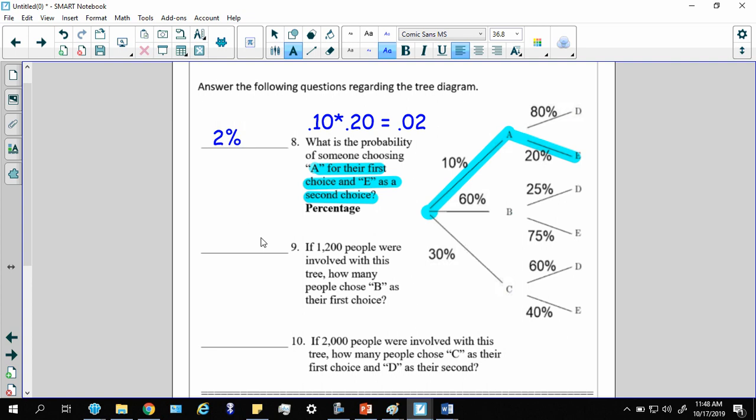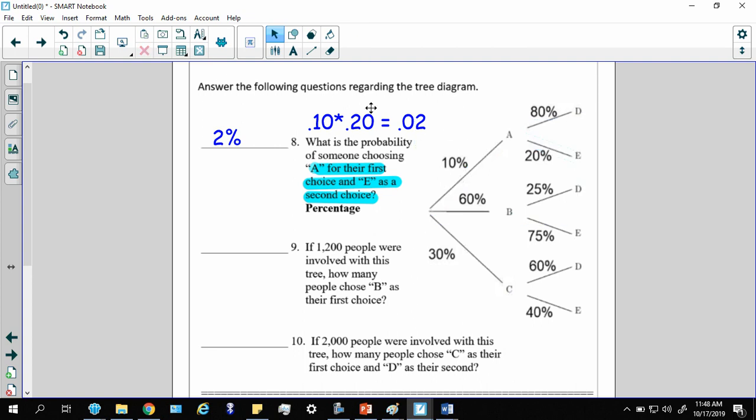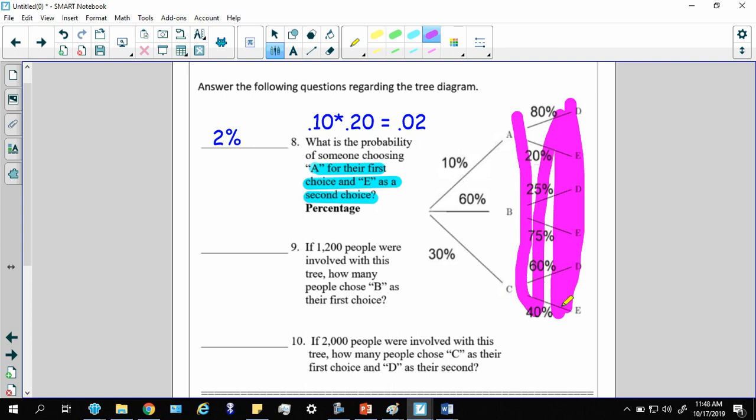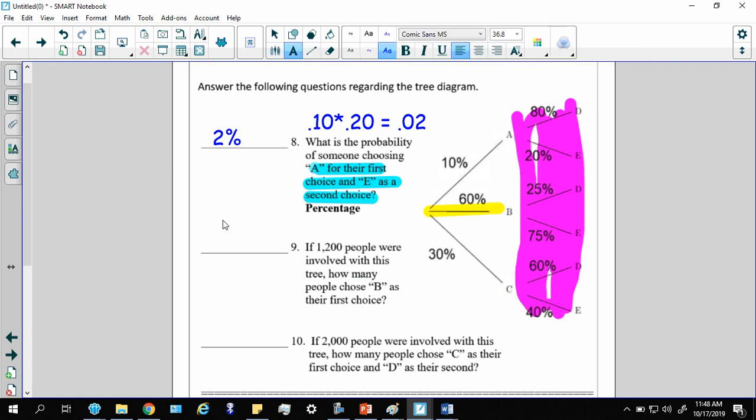All right. If 1,200 people were involved with this tree, how many would choose B as their first choice? All right, so this is an example of not using the entire tree. Let me cross out everything back here because I don't need it. All I need is the first expansion on the tree. Choose B, that is 60%. So very simply, I'm just going to take 60%, which is 0.60. I'm going to times that by the number of people, which is 1,200. And when I do the math, I get 720 people.